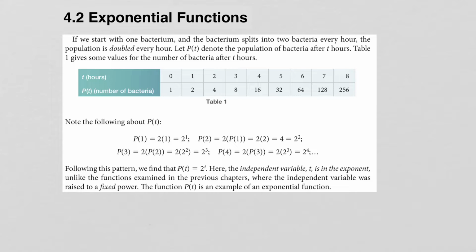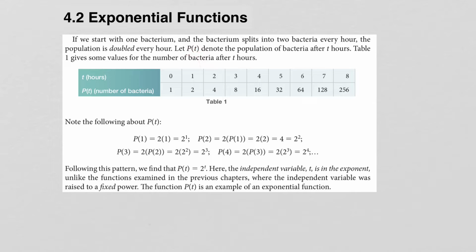In section 4.2, we look at exponential functions. And this should be a review topic for many of you, but we will go ahead and treat it like it's brand new. So here's an example. Suppose we start with one bacterium, and the bacterium splits into 2 bacteria every hour. That means the population is doubled every hour.